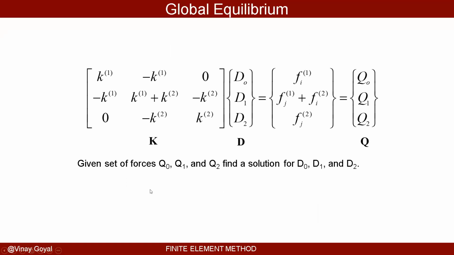So the question is, given the forces Q0, Q1, and Q2, find a solution for D0, D1, and D2. The natural reaction is to invert this matrix to find D0, D1, and D2. MATLAB or Mathematica can do it, and my book shows how to do it with MATLAB. The solution to this only exists if this matrix can be inverted. That's the only way this could happen.